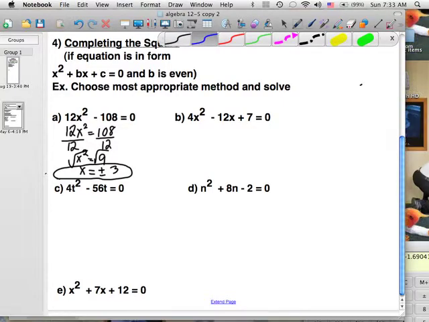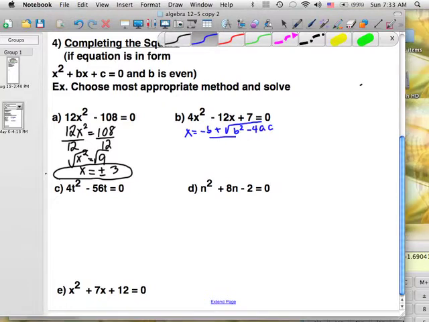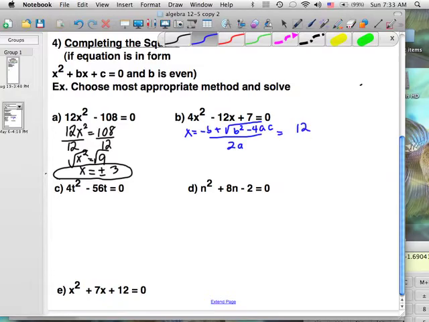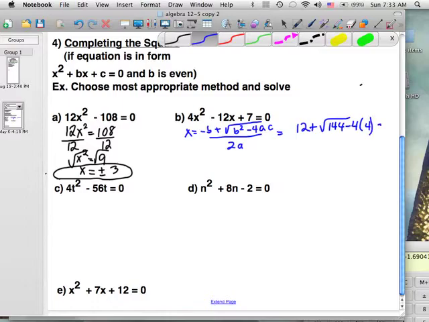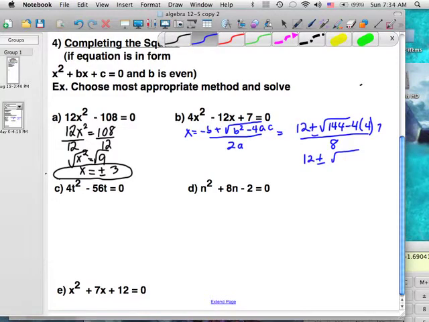B, I would use the quadratic formula. So x equals the opposite of b plus or minus the square root of b squared minus 4ac over 2a. So that would be the opposite of b would be 12 plus or minus the square root of b squared, 144, minus 4 times c, which is 7, over 2 times a, which is 8. So that's 12 plus or minus the square root of 144 minus 56.